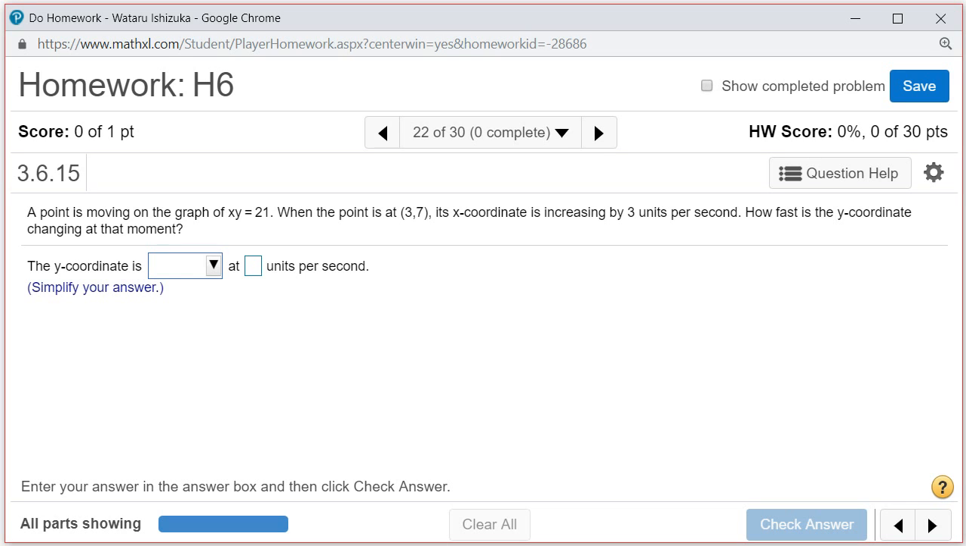All right, let's look at homework 6, problem number 22. It says a point is moving on the graph of xy equals 21, and when the point is at (3, 7), the x coordinate is increasing by 3 units per second. How fast is the y coordinate changing at that moment? All right, so let's do that.